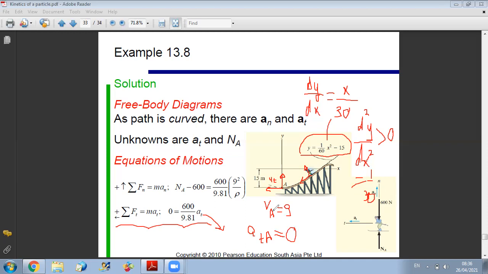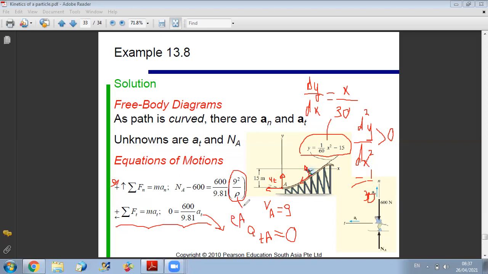Now, concerning the second equation, we want to project on UN. So sum of Fn equals m AN. If you look at your figure, you have N pointing towards UN positive, so it's plus N minus W equals m AN, and we know that AN is V squared over rho. The velocity at A is given, it's 9, in the problem. Now we still just need to determine what rho is at point A.